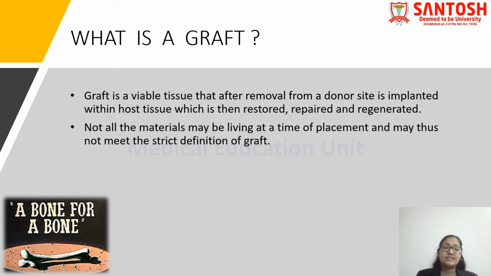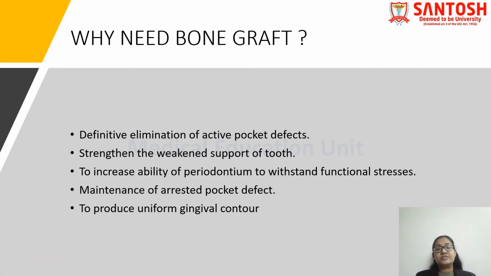So what exactly is a graft? Now a graft is a viable tissue. Viable means living. Graft is a viable tissue that after removal from a donor site is implanted within the host tissue, which is then restored, repaired and regenerated. I'll just give you a glimpse in a little while.